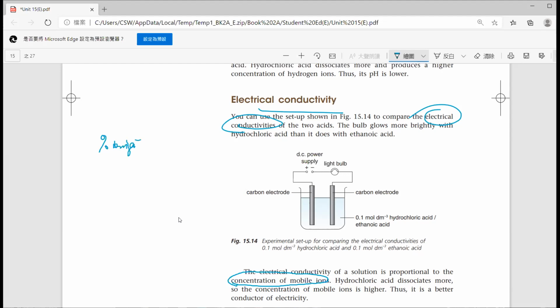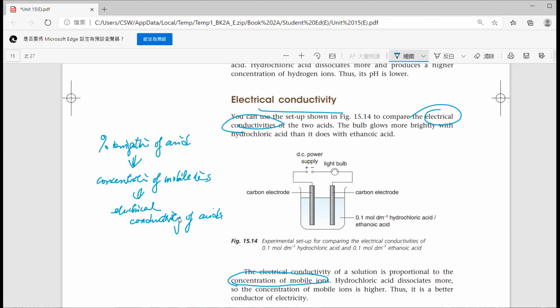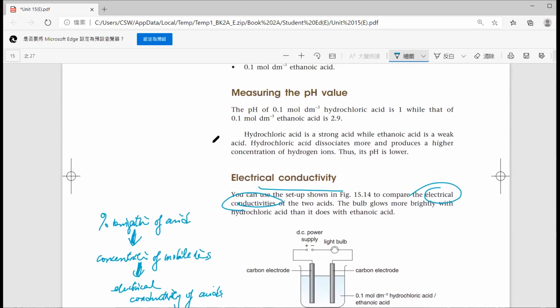So the degree of ionization of acid would affect the concentration of mobile ion. Okay, so it will affect our electrical conductivity of acid. Can you get the point? So this affects this, and this will affect this. Okay. How about pH? The degree of ionization of acid will affect what? And which will affect pH. You know that pH is a measurement of hydrogen ion concentration from another way around, right? So it is related to the concentration of hydrogen ions. Can you get a point?